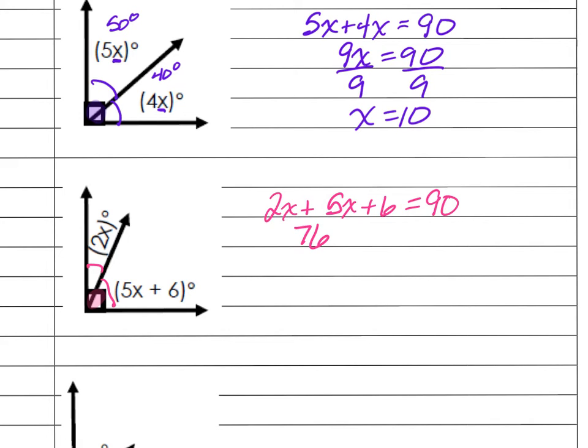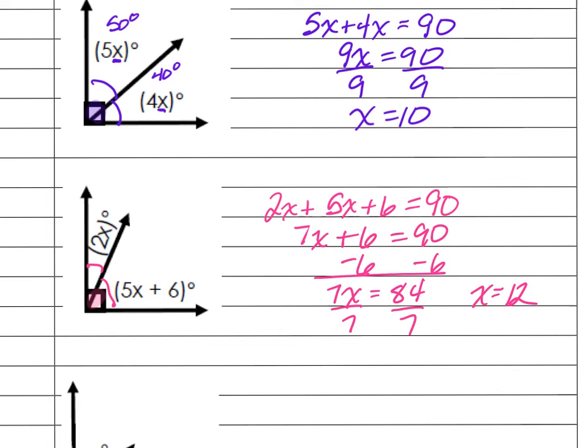Oh, that is not an x. Let me fix that. Try this again. 7x plus 6 equals 90. Now, how do I solve for x? Well, I subtract 6. Great. So I get 7x equals 84. Divide by 7, and x is going to equal, I believe it's 12, but let's just check to make sure. 84 divided by 7, yep, is 12.